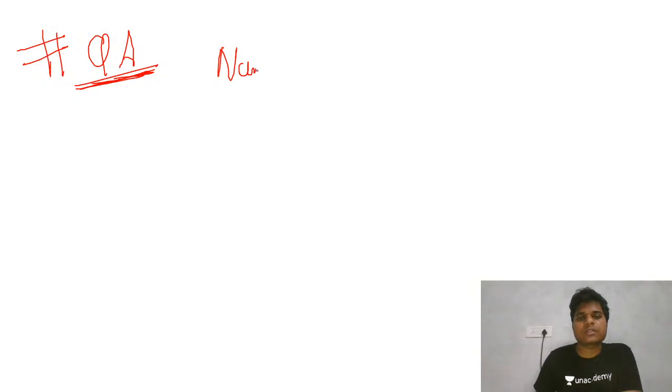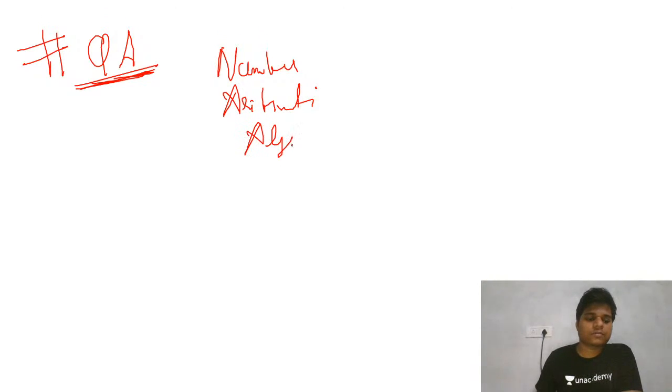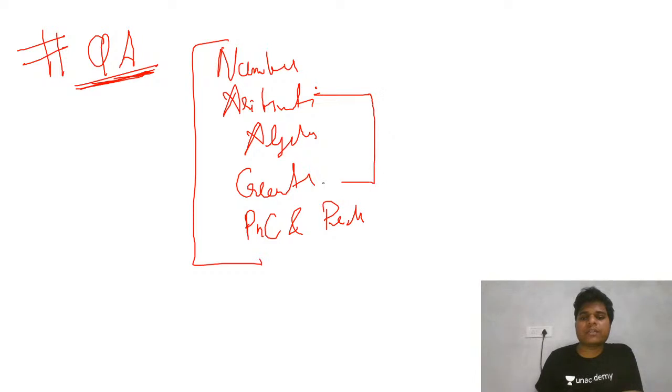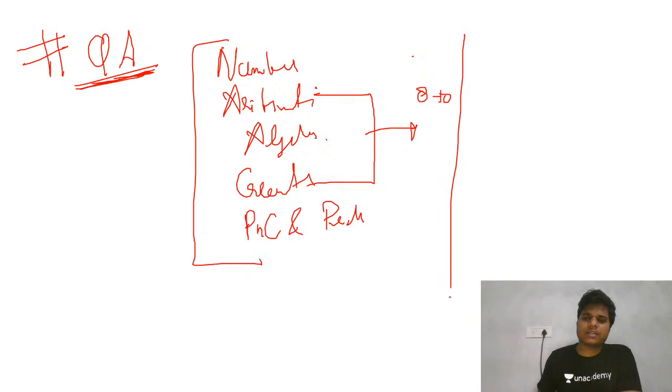We have numbers, arithmetic, algebra, geometry, and PNC and probability. You can say modern mathematics. So these 5 topics are there, in which these 3 are very important. About 70 to 80% of the paper is going to come from these 3 topics. If we talk about the number of questions, definitely from arithmetic you can expect around 8 to 10 questions. This is for the current pattern, I'm talking about 24-25 questions.